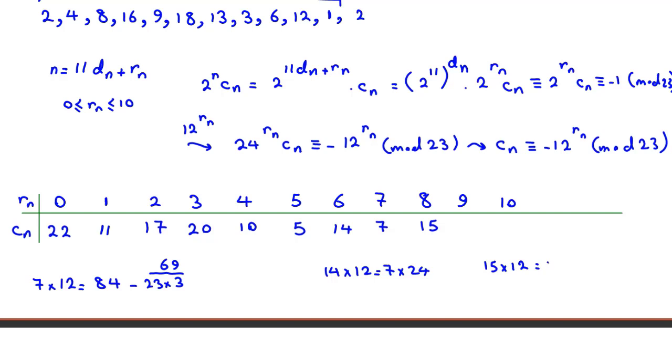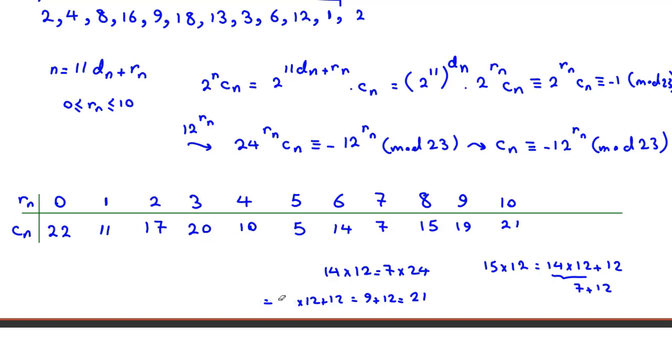So we can say it is 14 times 12 plus 1 times 12. It is 7 times 24, 7 plus 12 is 19. And the last one, 19 times 12, you say 18 times 12 plus 12. So again, you can say 2 times 12 is 24, 9 plus 12 is 21. Okay, so we've calculated all the c_i.